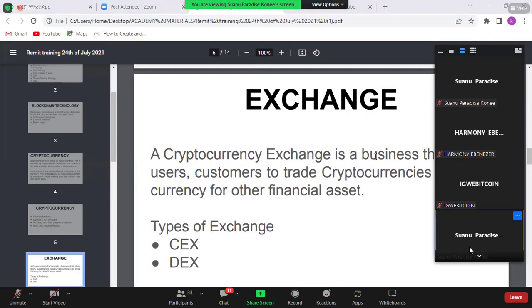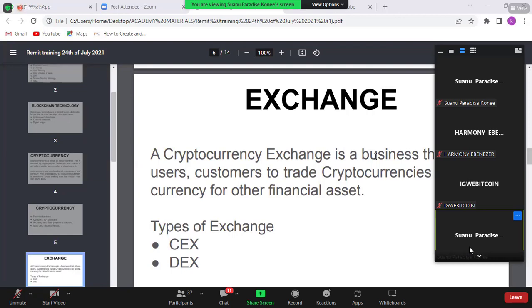Now, an exchange is the market of cryptocurrency. So if I want to buy my cryptocurrencies, I will have to go to the market to buy them. And where is the market of cryptocurrency? An exchange.